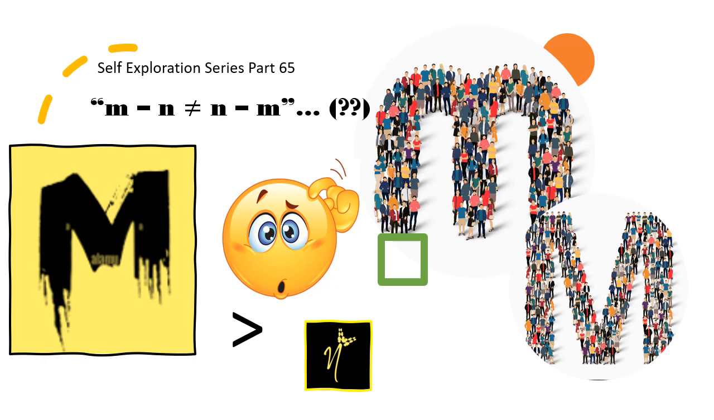But when it comes for this big n to ask small m for something, when the big seeks something from the small, it becomes minus of n minus m.